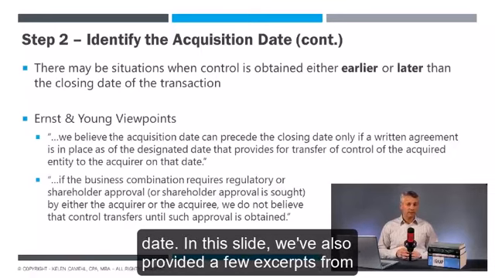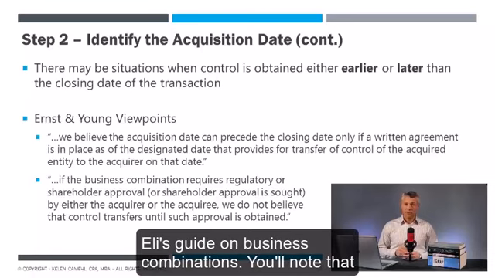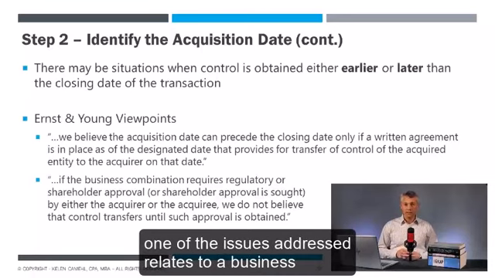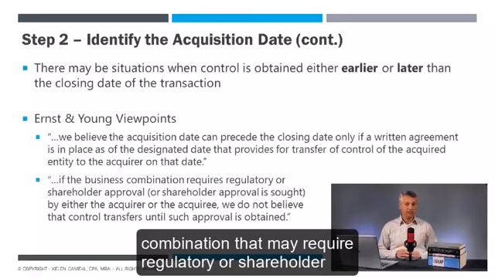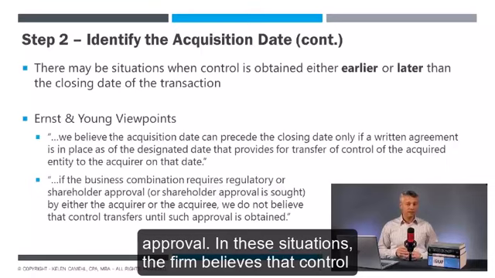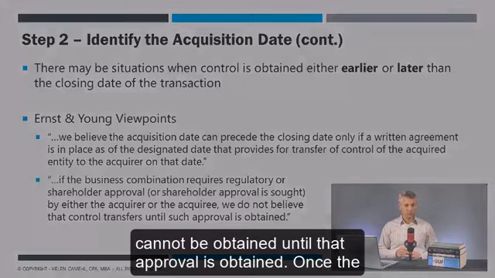In this slide, we've also provided a few excerpts from EY's Guide on Business Combinations. You'll note that one of the issues addressed relates to a business combination that may require regulatory or shareholder approval. In these situations, the firm believes that control cannot be obtained until that approval is obtained.